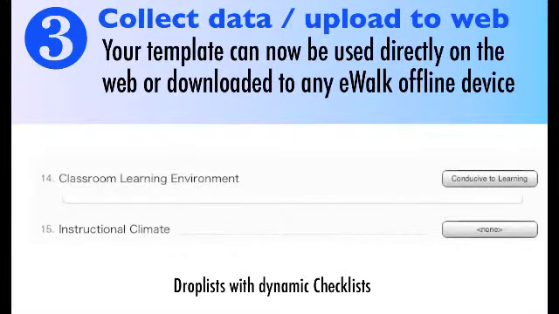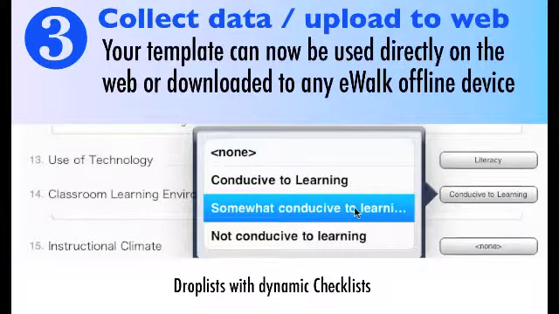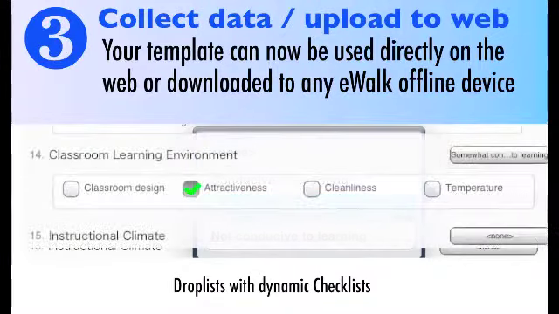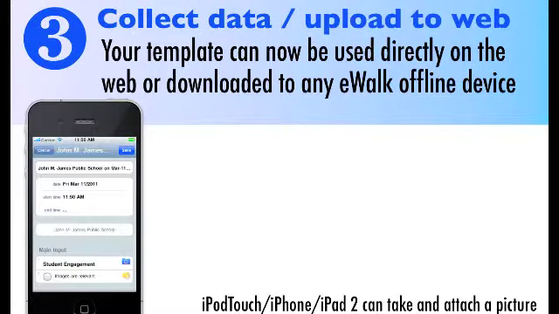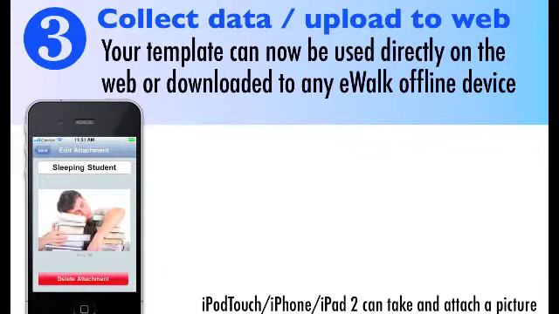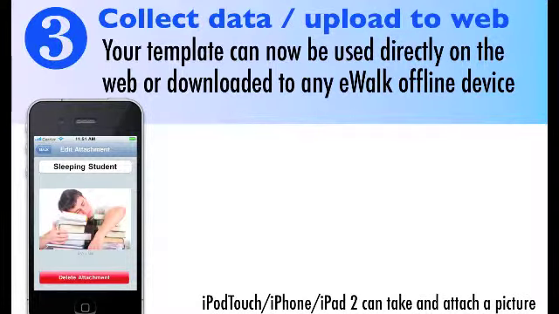Here's an example of a drop list, and if you pick conducive learning, there is no checklist, but if you pick somewhat conducive to learning, then up comes the appropriate checklist for that. If you've set your system up to work with an iPad or iPhone, then you can even take a picture and have that attached to the particular element that the picture pertains to.